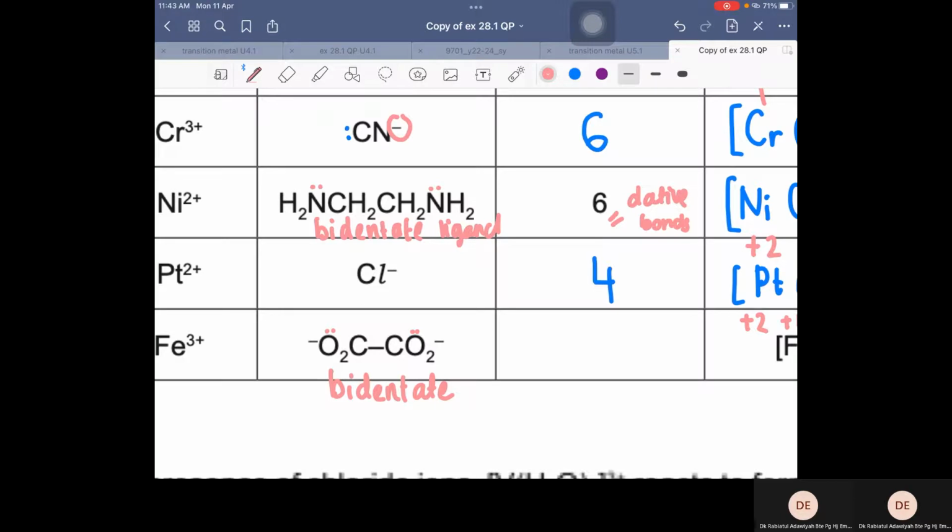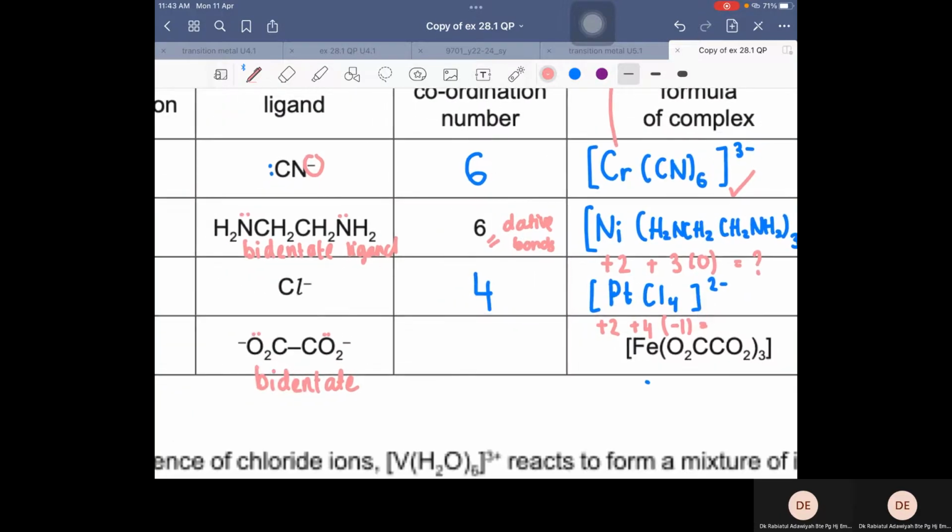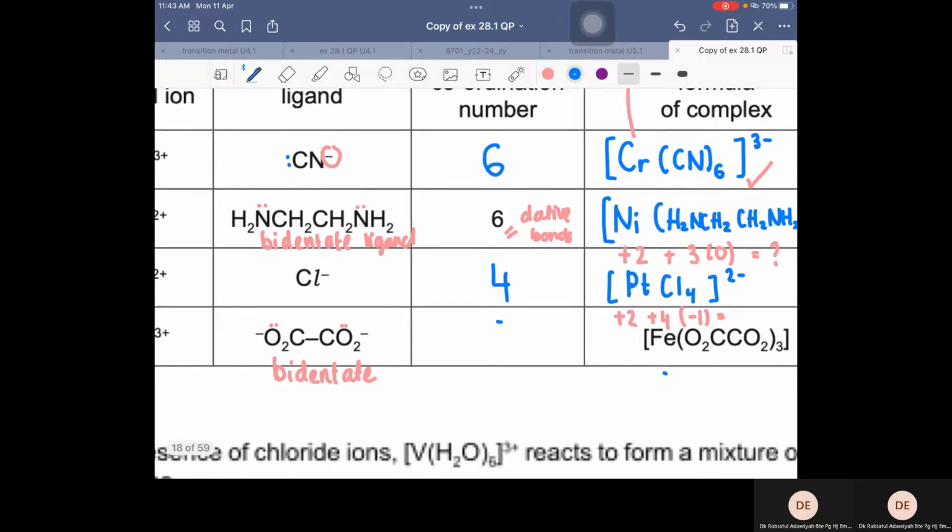Okay, so this is a bidentate ligand, and if you look at the formula given to you, each unit of the bidentate ligand forms two dative covalent bonds, and in the formula there are three units. So that means the coordination number, the total number of dative covalent bonds, will be 3 times 2, which is 6. Okay, good.